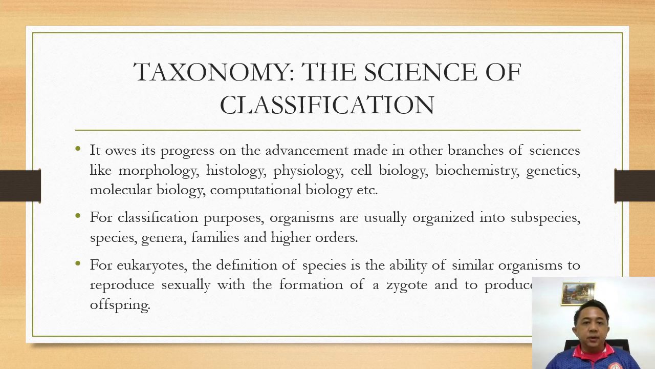Okay, moving on. Now, in taxonomy, we owe its progress to the advancement made in other branches of science like morphology, histology, physiology, cell biology, biochemistry, genetics, molecular biology, and computational biology. So when we say advancement, the integration of these other fields of science made taxonomy a broader as well as more enjoyable field of science. It is a combination, like what we have said a while ago.